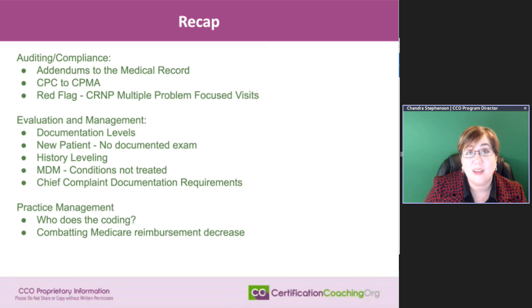And we also went then into practice management. We talked about, do physicians really do their own coding in some situations? Is there really not a coder included in the practice? And what do we do if Medicare is not honoring what they told us they were going to do for reimbursement purposes? Where do we start to fight that battle and get that corrected?